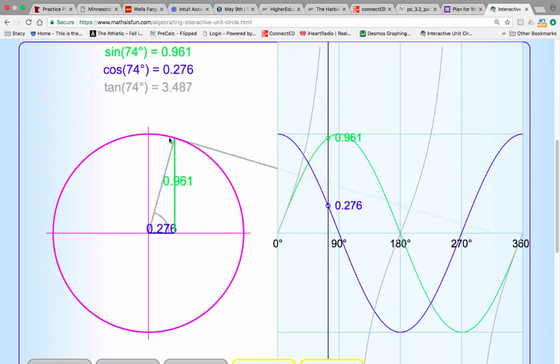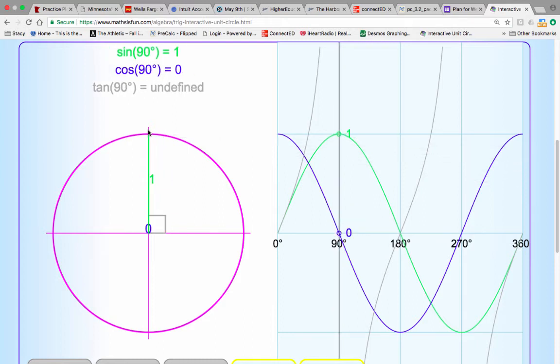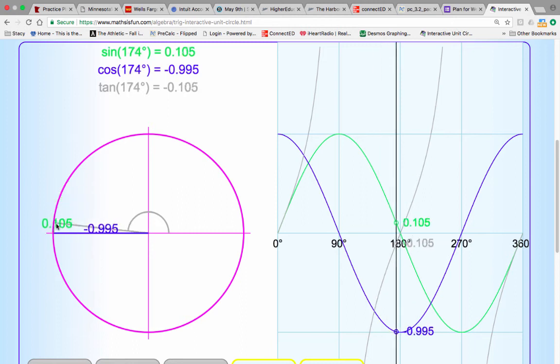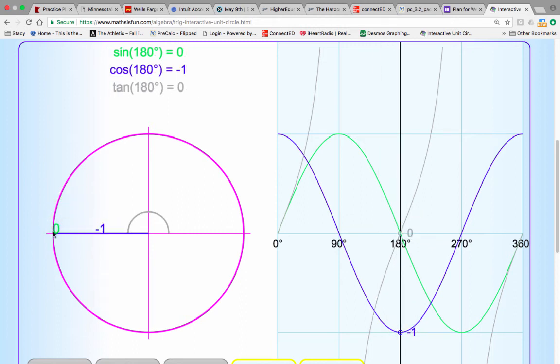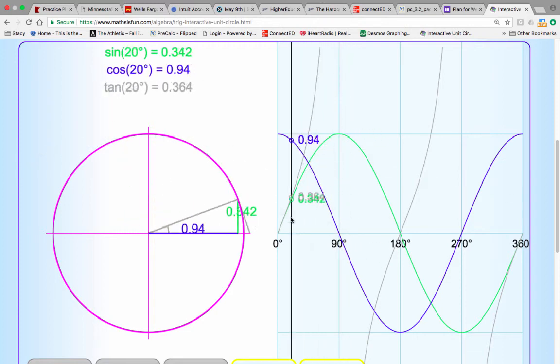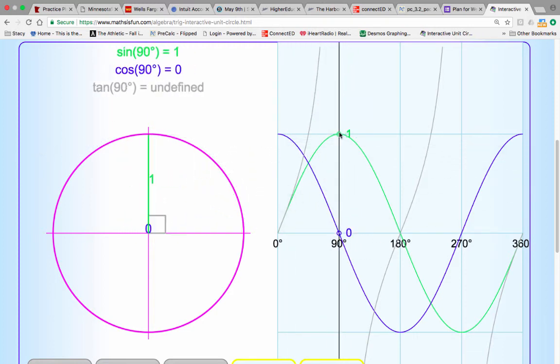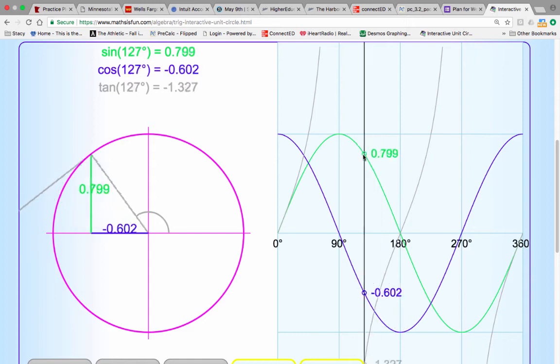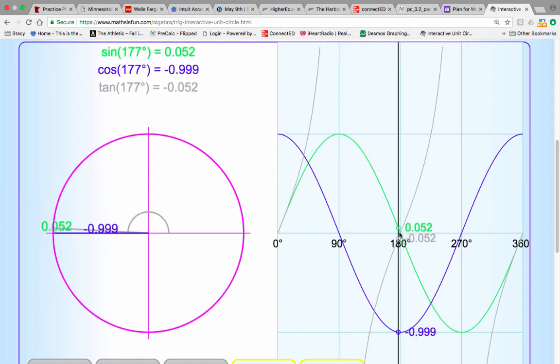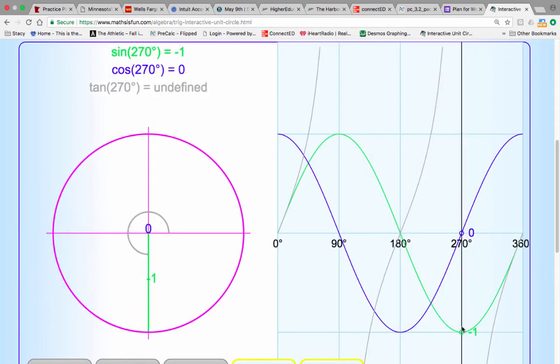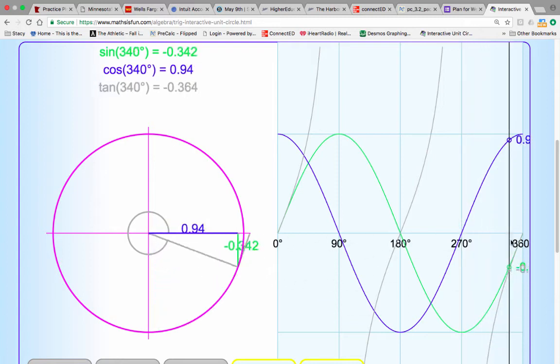At 90 degrees, I'm on a unit circle here, so I'm 1 because the y-coordinate is 1. At 180 degrees, I'm 0 because the y-coordinate is 0. And we can see this in the graph over here: we go up to 1, we come down, and at 180 we're at 0, and then at 270 we're down there at -1, and then we come back up.